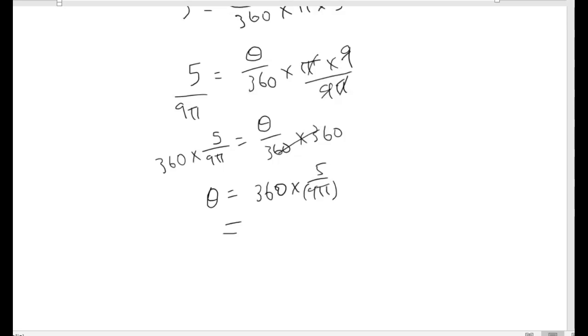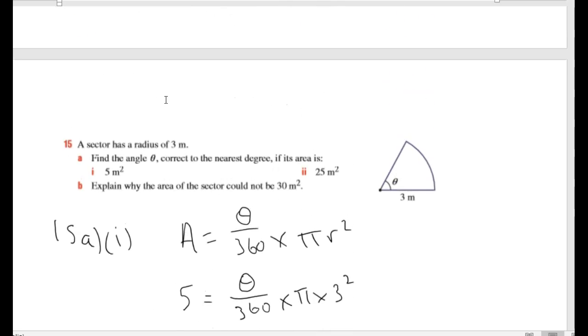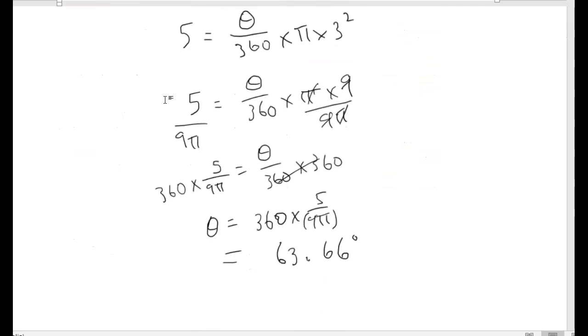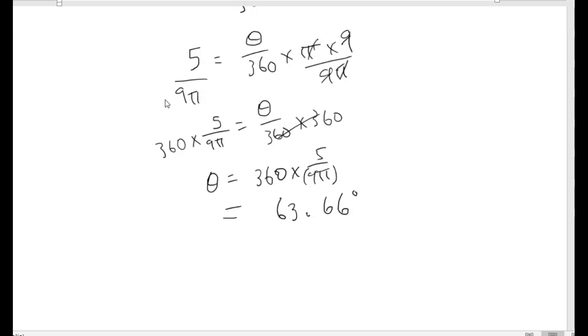And I get 200 over pi, but my calculator's just going to put it in decimals now. So 63.66. And what are we working in? Oops, no, sorry. It's not meters because we're working with an angle. It's degrees. And I wonder if it said to the nearest degree. Let's just scroll up and have a look. Yeah, to the nearest degree. So that becomes 64 degrees.